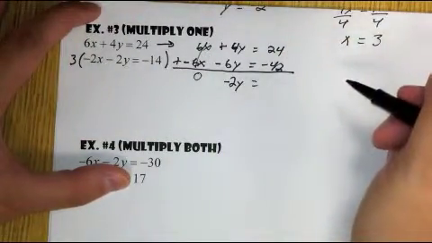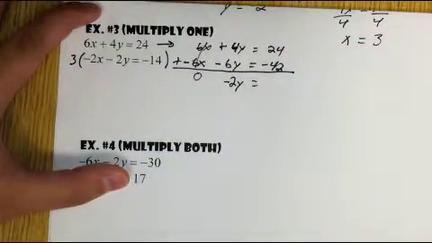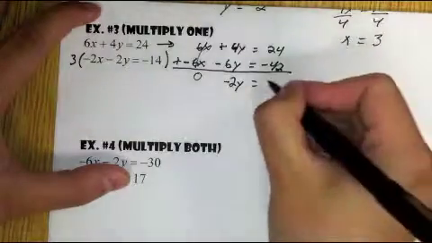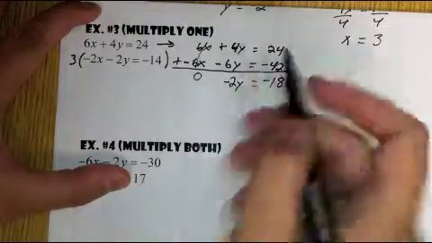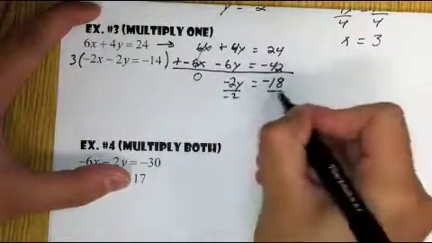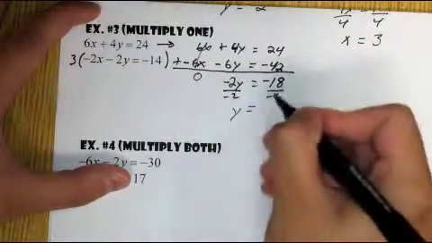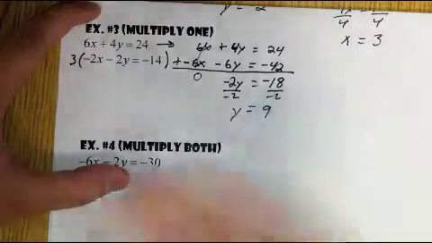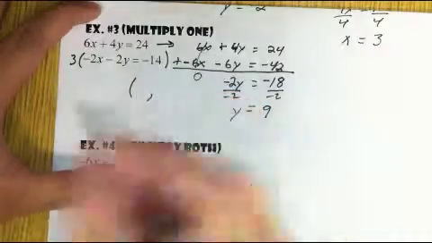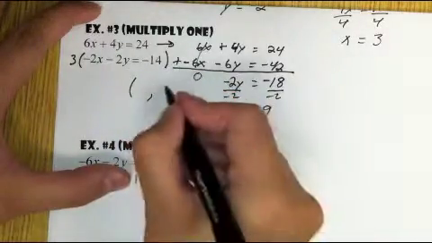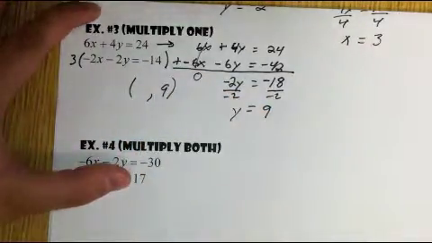24 plus negative 42 is negative 18. And last but not least, can we get y by itself? Absolutely. Divide by negative 2. Negative divided by a negative is a positive. Pretty nice. Not that bad. Do we have an x value yet? Make sure you put it in the right spot.